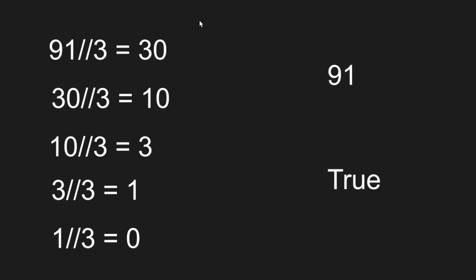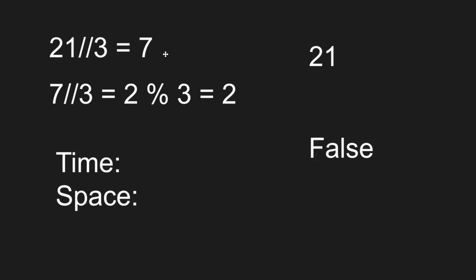So if we look at this example, 91 divided by 3 is 30 with a remainder of 1, so we continue. 30 divided by 3 is 10. 10 divided by 3 is 3 with a remainder of 1, so we continue. 3 divided by 3 is 1, and 1 divided by 3 is 0 with a remainder of 1. So for 91, we know that it can be added up with the powers of 3, so we can return true.